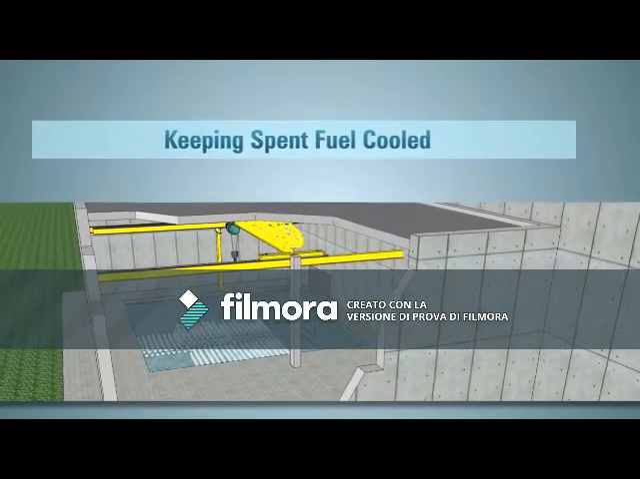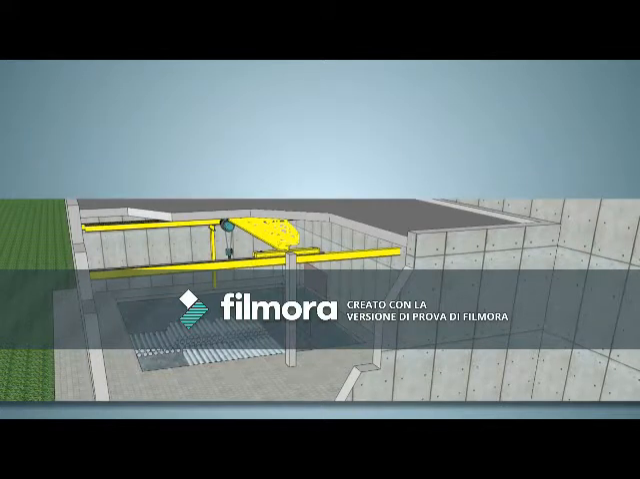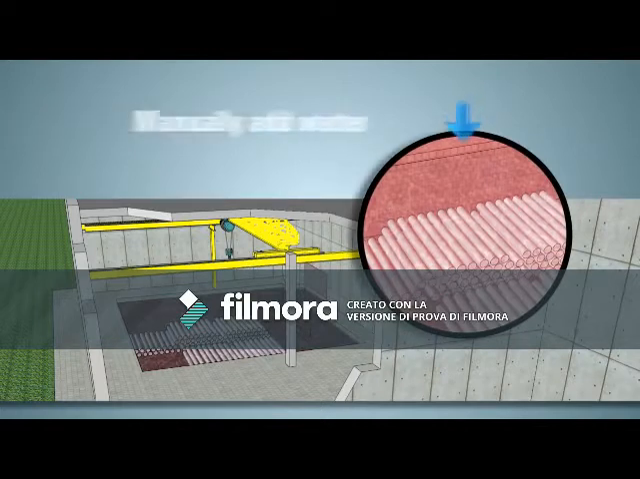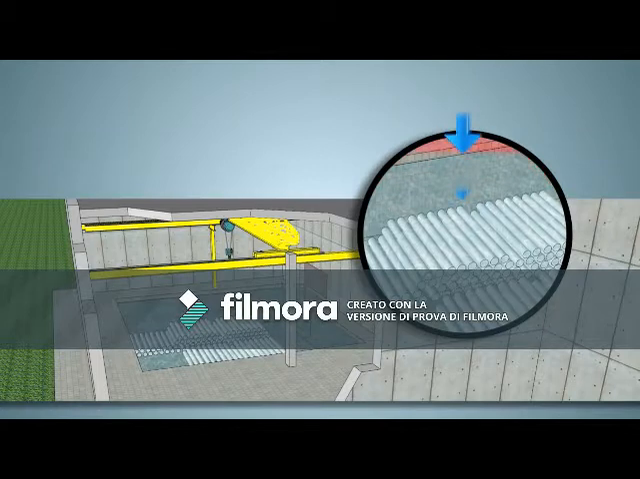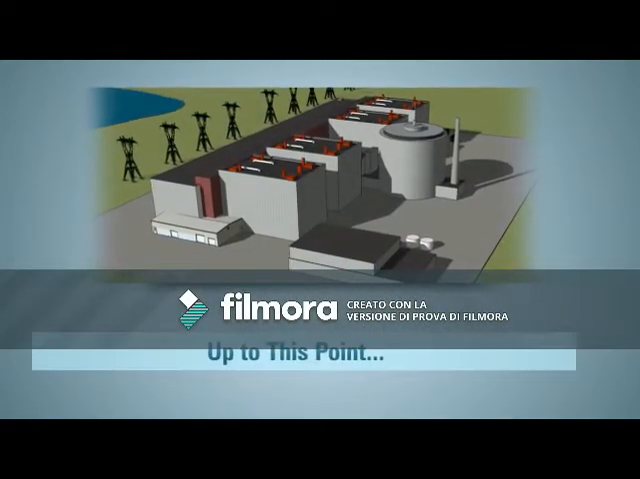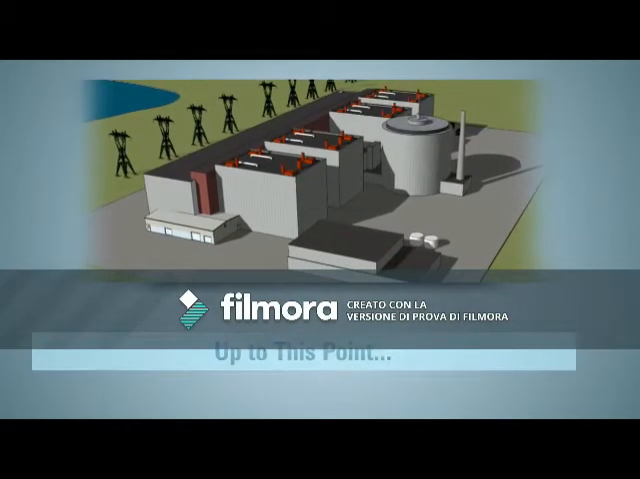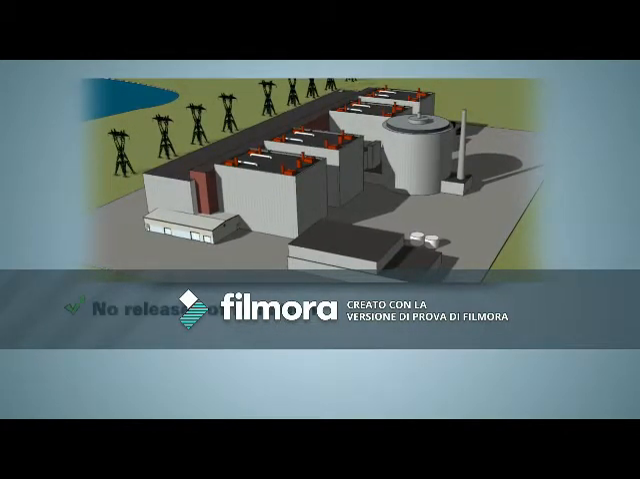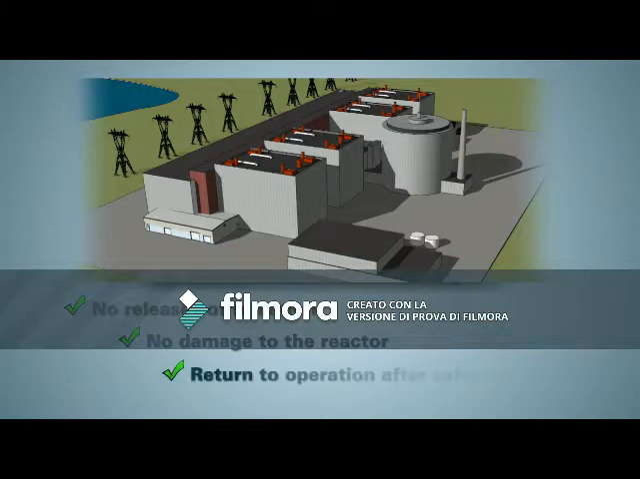In a total station blackout, the large amount of water in the spent fuel pools would slowly heat up. Workers would manually add water as necessary to keep the spent fuel covered by water and cooled. It is important to remember that up to this point, there have been no releases of radiation into the environment and no damage to the reactor. With the situation under control, the reactor can return to normal operation after a number of safety checks are performed.